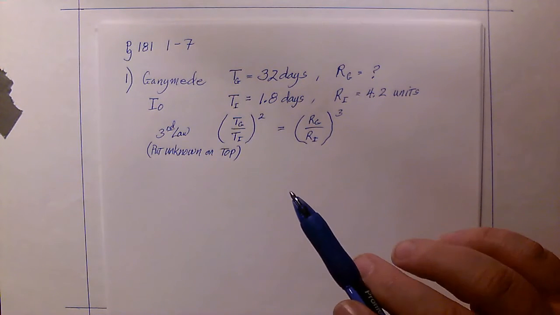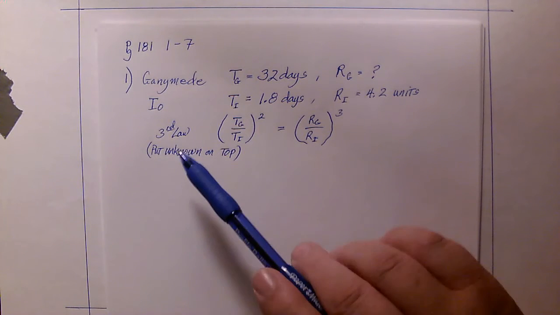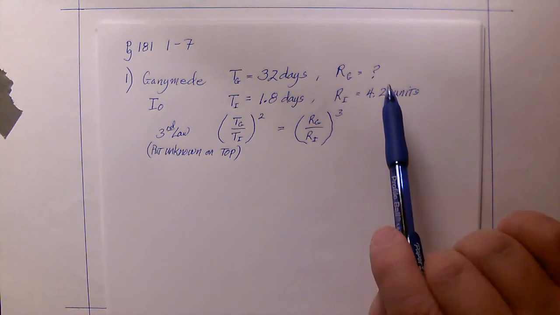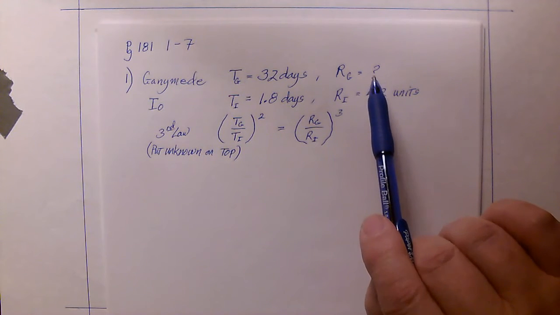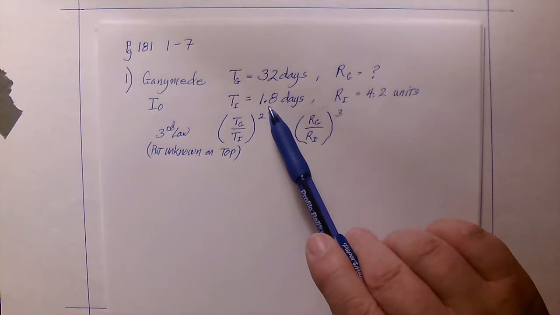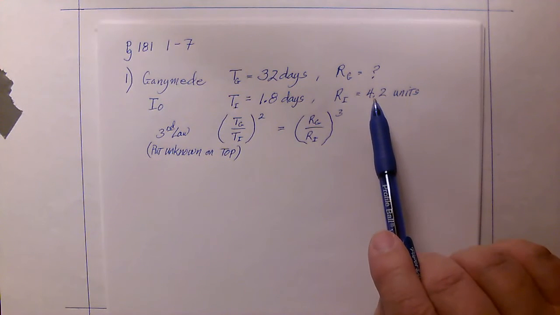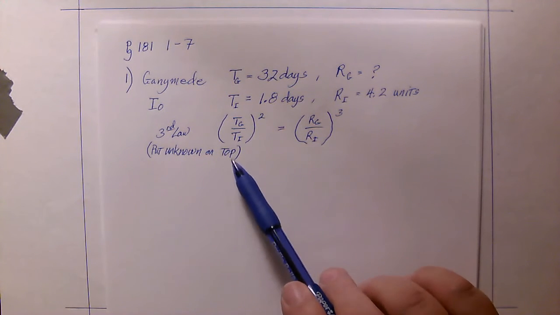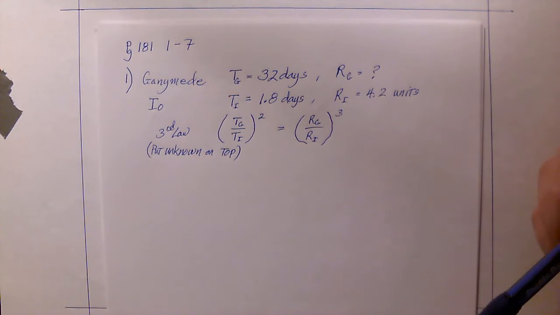Okay, I have prepared problem number 1 for the assignment. Ganymede, 32 days is the orbital period. We don't know the radius of the orbit. We want to find that out. Io, 1.8 days as the orbital period with a radius of 4.2 units. Third law, always put the unknown on top, so RG is in the numerator.